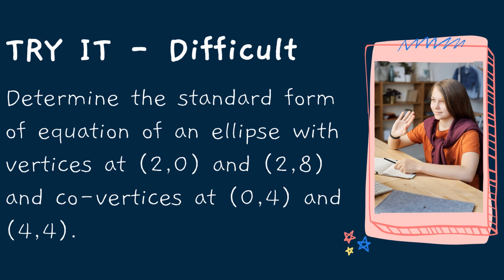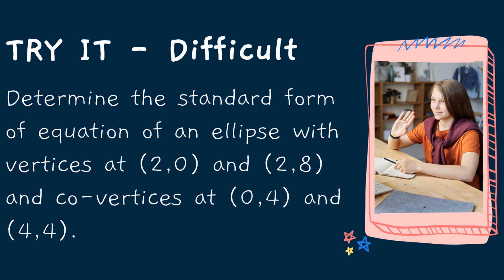For example number 5, on the difficult part, we will determine the standard format of the given equation. This time, the given are the vertices of our major axis, (2, 0) and (2, 8), and the co-vertices at (0, 4) and (4, 4). First, what is the orientation? What equation should be used in this particular example? And also, what is your center?